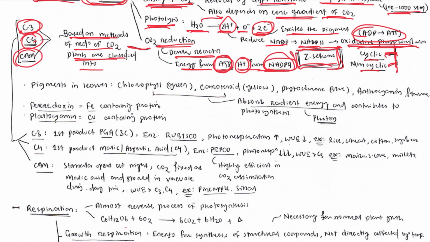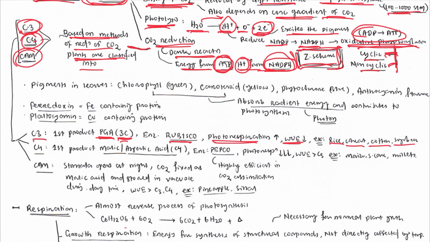Now C3 plant. Here the first stable product is phosphoglyceric acid, that is a 3 carbon compound, that's why it is named the C3 cycle. The enzyme involved in carbon dioxide uptake is called Rubisco, RuBP carboxylase. Here photorespiration is higher, that is a wasteful process and temperature dependent. The water use efficiency is very less, and examples of C3 crops are rice, wheat, cotton, soybean.